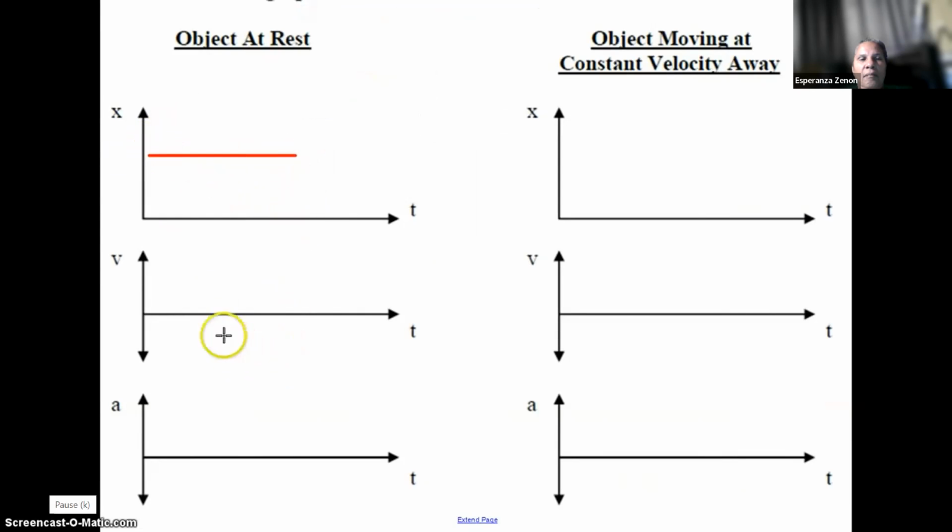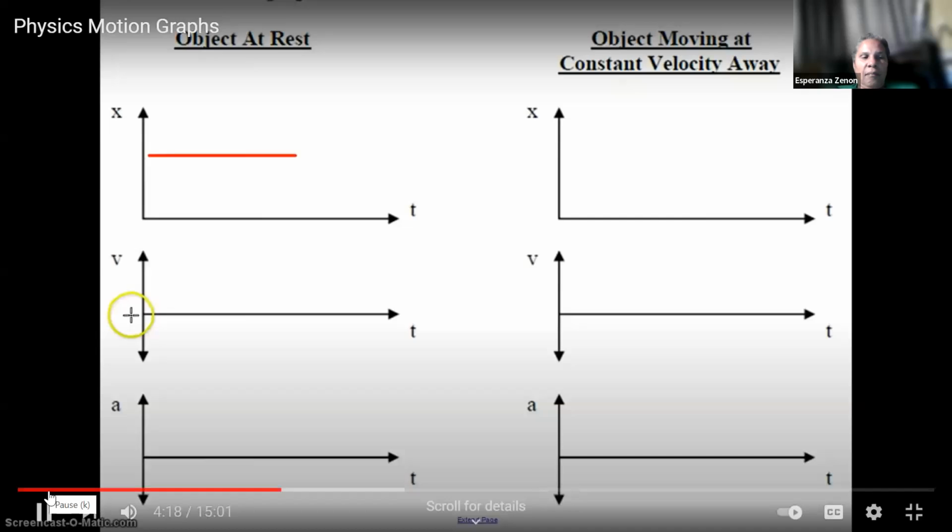Okay? Well, if an object is at rest, that means its velocity is 0, and where the time axis intersects here on. So he just said something that's very valuable for you to understand in terms of motion.